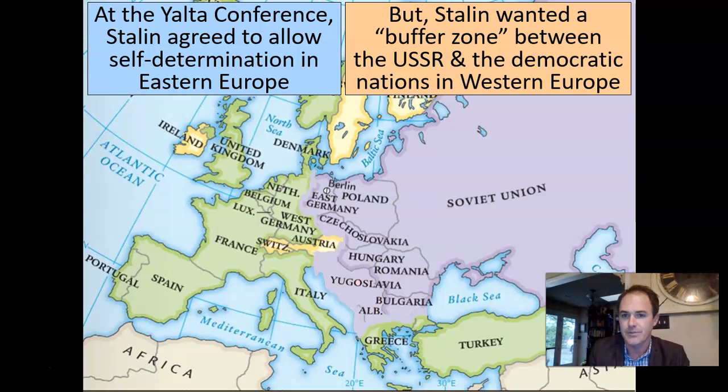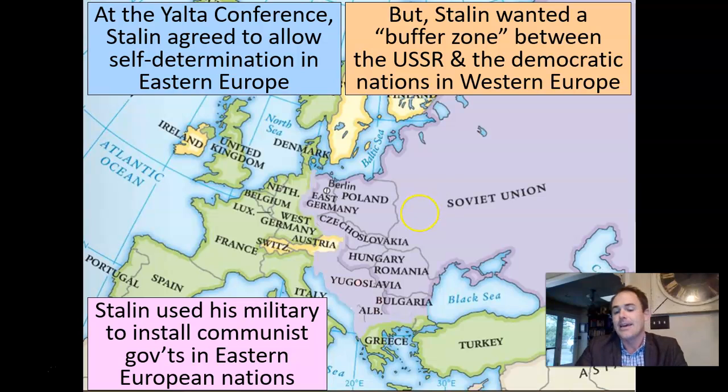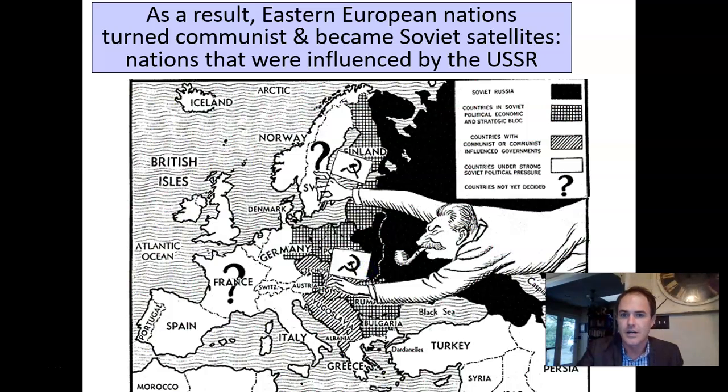So Stalin wanted this buffer zone, this area between the USSR and the democratic nations in Western Europe, where he could have sort of protection in case the West decided to invade again. And he used his military, instead of allowing self-determination, to install communist governments in Eastern European nations. So this end result of where the Soviet armies and the British and American armies were in 1945 sort of remained for the next 50 years or so.